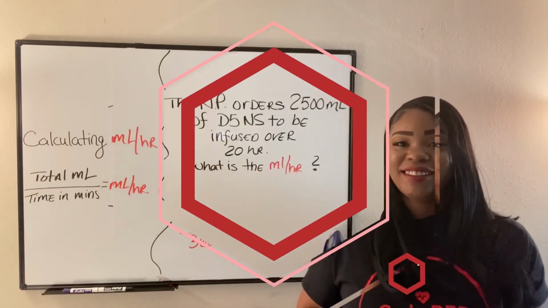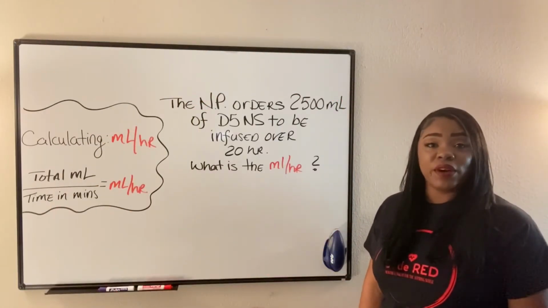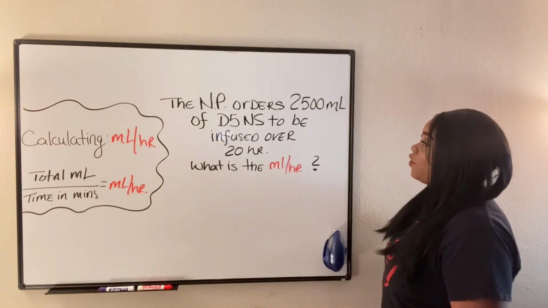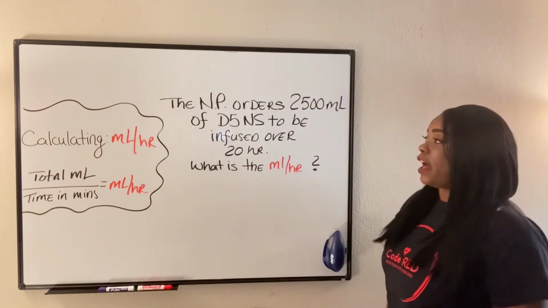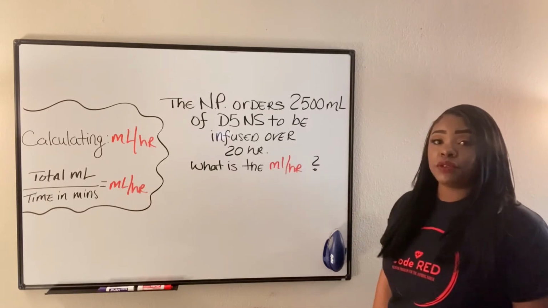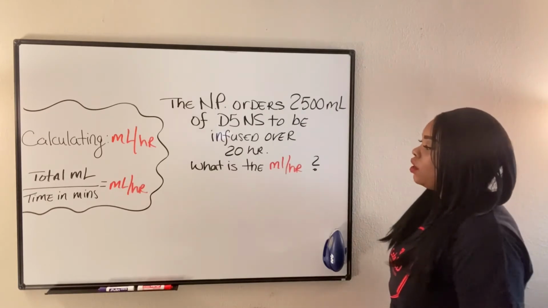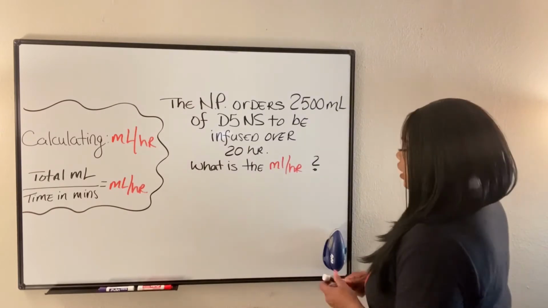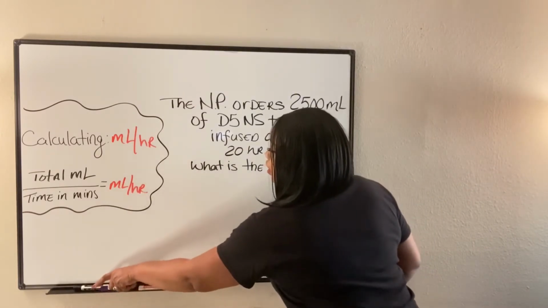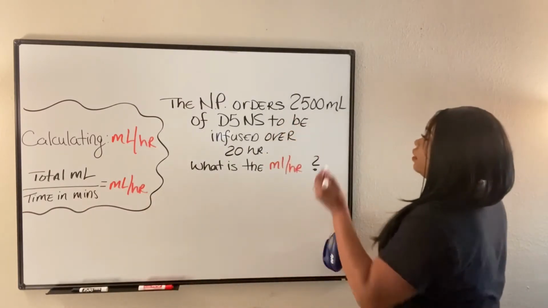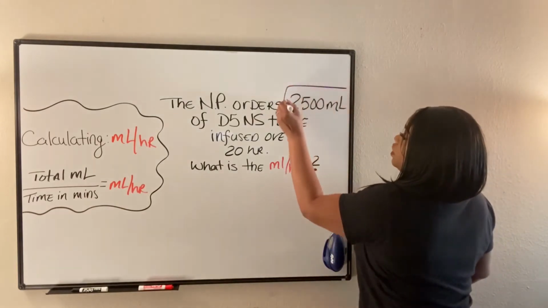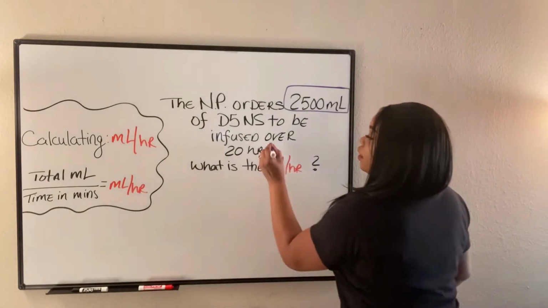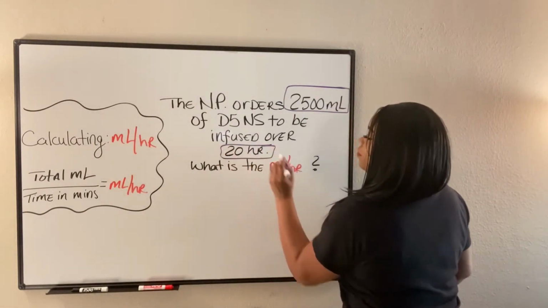That's it. Let's do one more question. The nurse practitioner orders 2,500 milliliters of D5 normal saline to be infused over 20 hours. What is the milliliter per hour? All right, so you have the information that you need in order to fill it into the formula. First, you needed the total number of milliliters to be infused, and then you needed the total time.